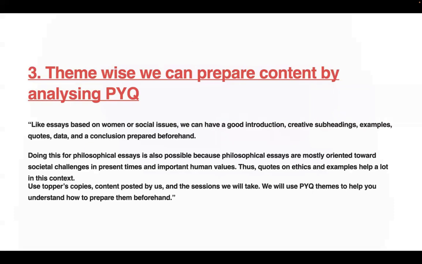There's a great interlinkage. You can use toppers' copy, content posted by us, and the sessions we will take in summer mentorship initiative. We will also use PYQ themes to help you understand how to prepare them beforehand in our mentorship initiative.